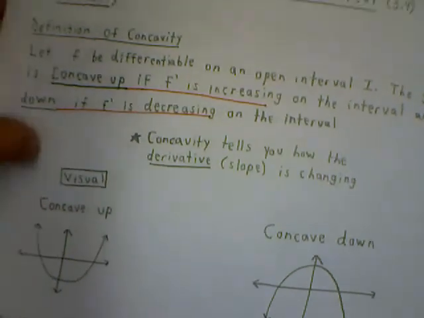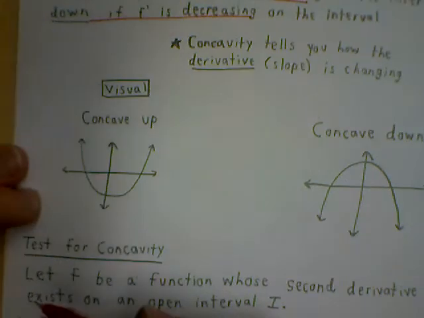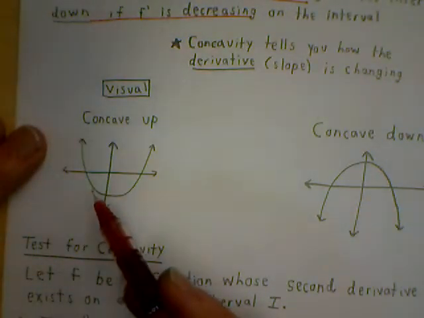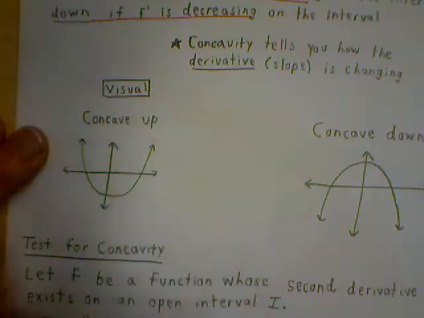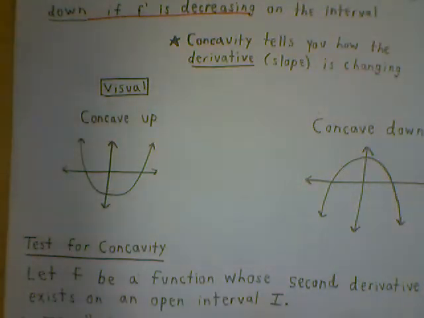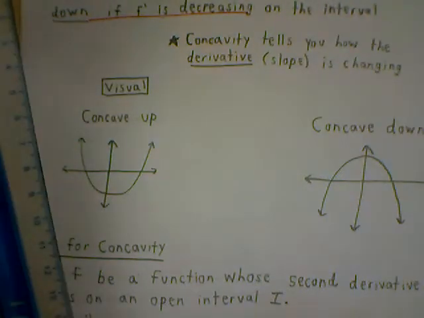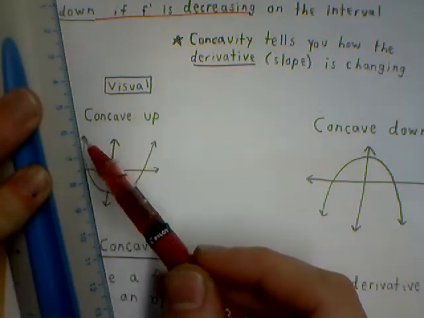So let's do a visual so you can connect this. Back in algebra 1 and 2, and in pre-calc, you might have referred to parabolas as being concave up or concave down. So let's look at this one first. This graph is concave up. So I want us to first look starting from left to right.